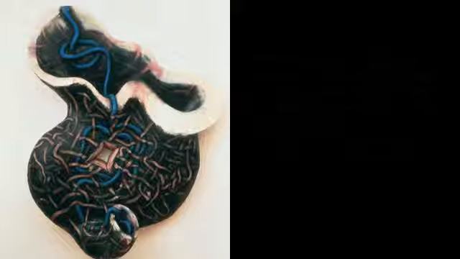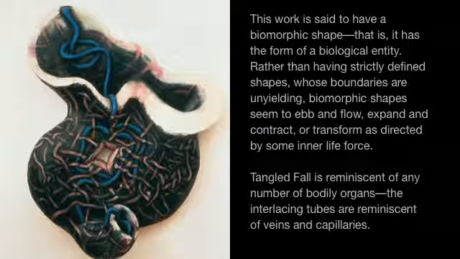This work is said to have a biomorphic shape. That is, it has the form of a biological entity. Rather than having strictly defined shapes whose boundaries are unyielding, biomorphic shapes seem to ebb and flow, expand and contract, or transform as directed by some inner life force. Tangled Fall is reminiscent of any number of bodily organs. The interlacing tubes are reminiscent of veins and capillaries.